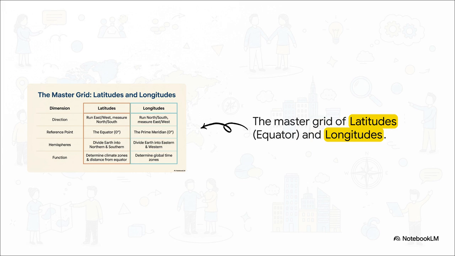First up, latitudes. You can think of these as rungs on a ladder running east to west around the Earth, with the equator acting as our 0-degree reference point. They divide us into the northern and southern hemispheres, and crucially, they determine our climate zones.